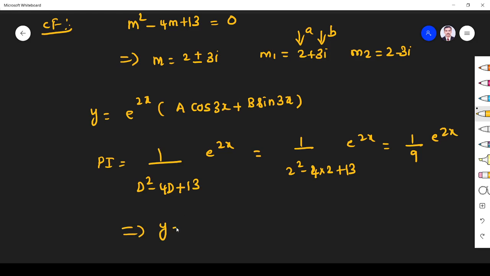This implies the solution is the complementary function, e power 2x (a cos 3x plus b sin 3x), plus the particular integral, 1 by 9 e power 2x. This is our solution.